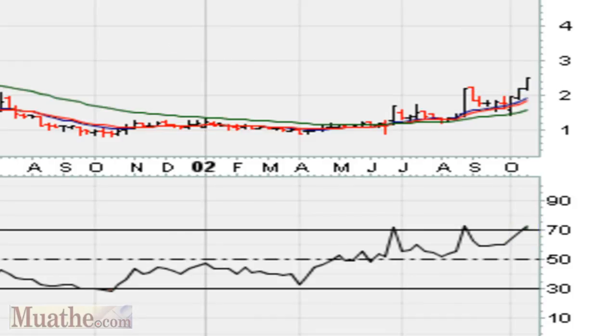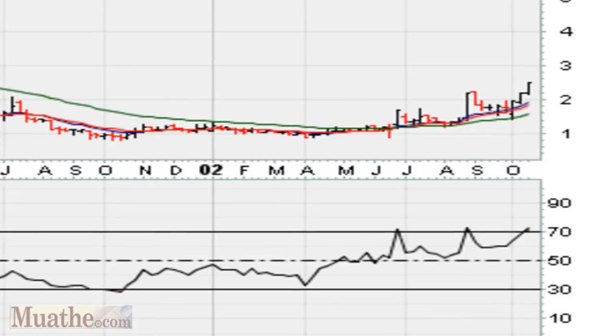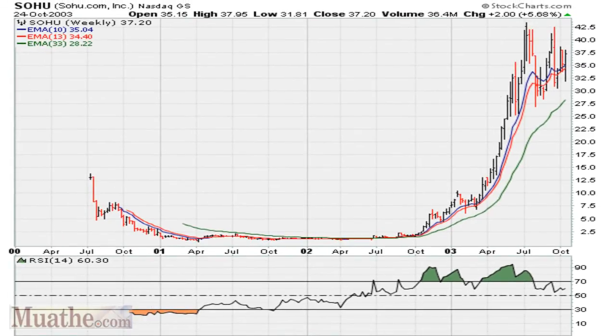Because this is what happened down the road. From breaking out above 2.40, the stock moved from there to 42 by June, July of 2003. That was a massive move because the stock right there was trading at that particular point, making an all-time weekly RSI high.